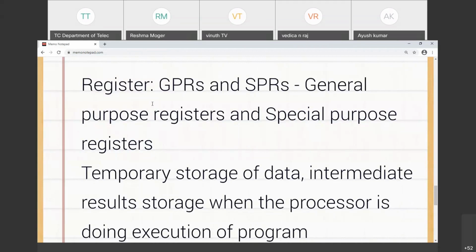So the processor is doing execution of a program. What is the meaning? It is taking instruction by instruction, decoding it and executing it. While fetching, decoding and executing, some result is coming out. Those results should be stored somewhere. Where are they stored? In the registers, general purpose registers or special purpose registers. As the name indicates, general purpose registers are basically for temporary storage and intermediate storage of results, whereas special purpose registers are used only for special applications. Let us see what those registers which do special operations are.